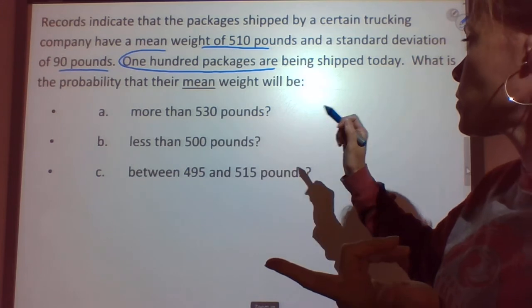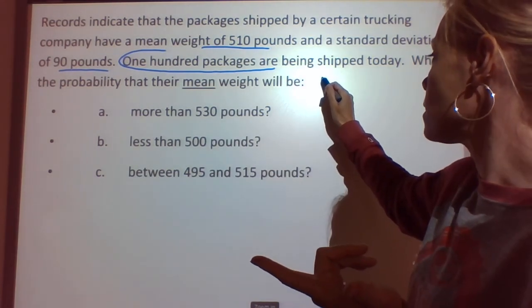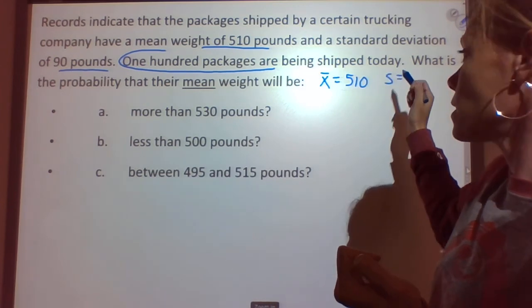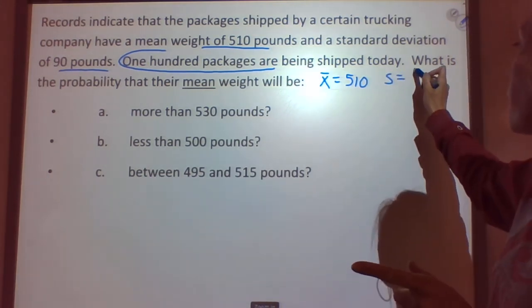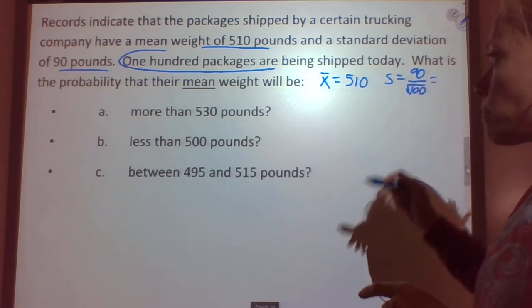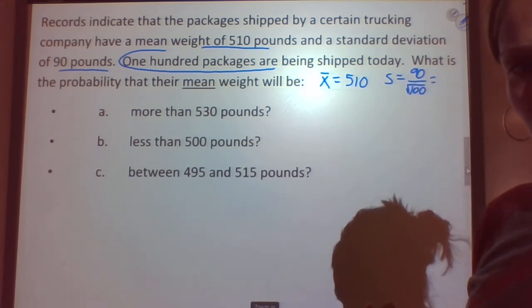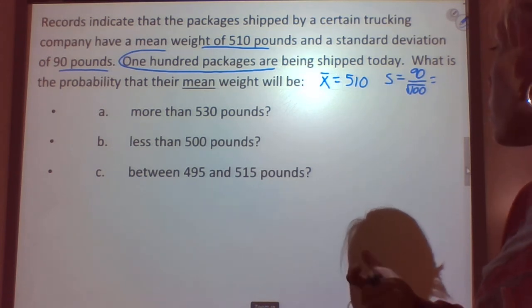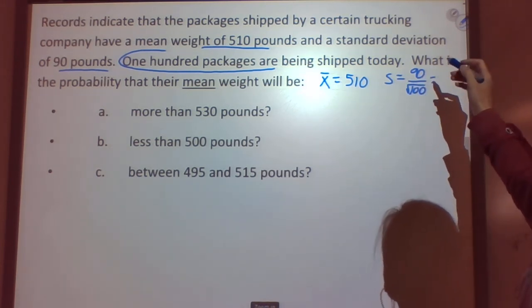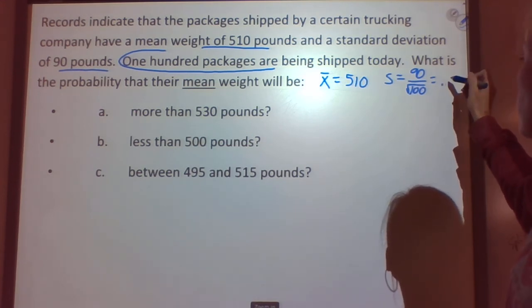Okay, so the first thing we need to look at is this. My mean stays the mean, but my standard deviation now is 90 over the square root of 100. Right? Since I'm talking about an average of a group, my standard deviation changes. So 90 divided by 10, because the square root of 100 is 10, would be 90 tenths.